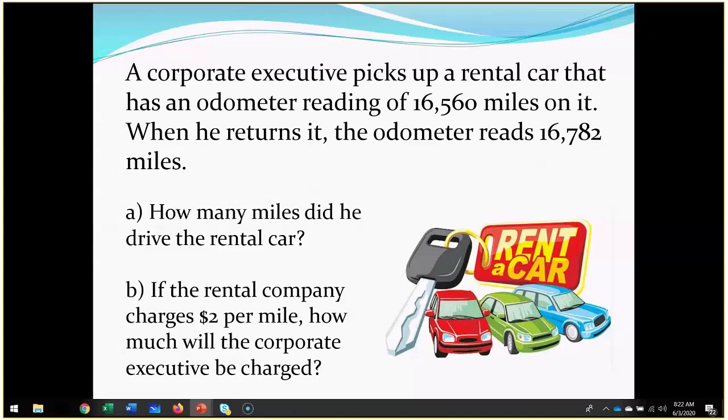All right. So if they need to know how many miles he drove, what they want to know is basically what is the difference between the ending point and the starting point. So I'm going to subtract those two amounts, and that'll tell me how far he drove.